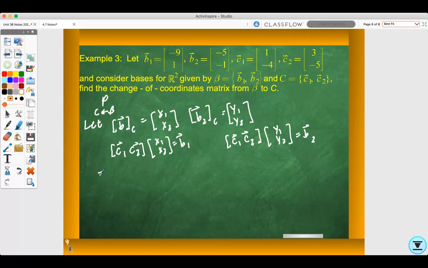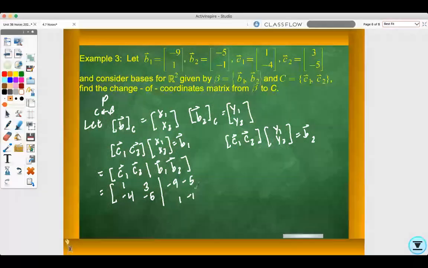So what we can do is take in this matrix C1, C2, our partition matrix B1, B2, and go ahead and row reduce this until we get our identity matrix on this side, and that will give us our change of coordinate matrix from B to C. So we have 1, -4, 3, -5, -1, -5, 1, -1.